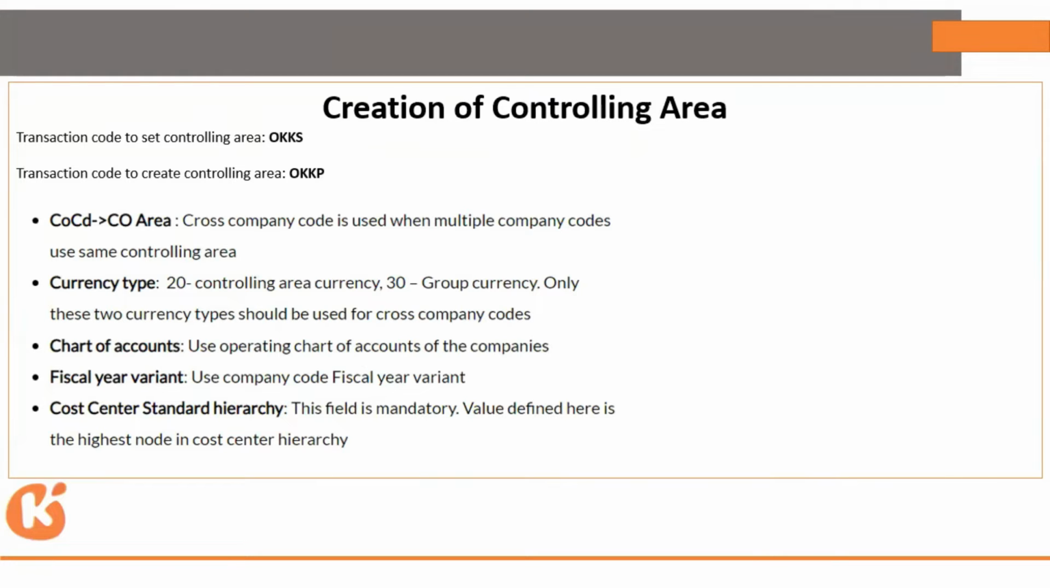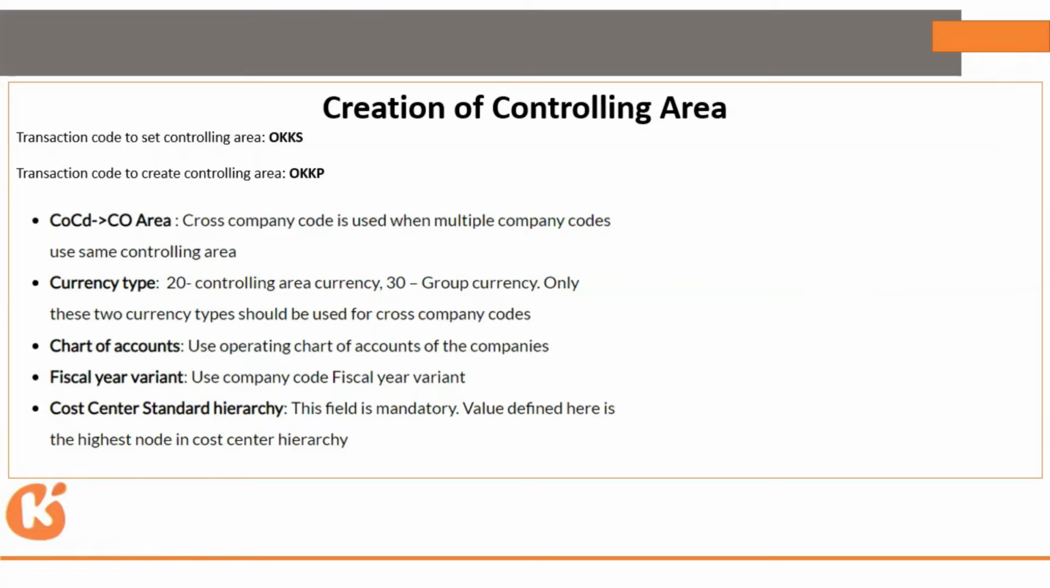First we need to set the default controlling area in the transaction code OKKS. After setting up the default controlling area, we need to create the controlling area using the transaction code OKKP. And when you are creating the controlling area, we have to specify whether the controlling area is created for a single company code or multiple company codes. In case we are creating a controlling area for multiple company codes, you have to provide it as cross company code.